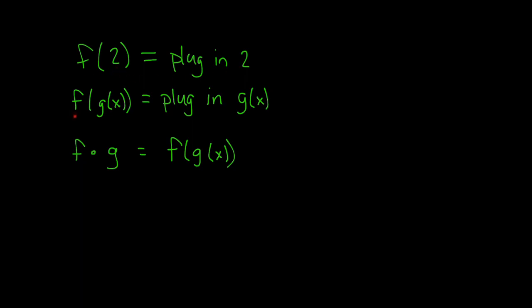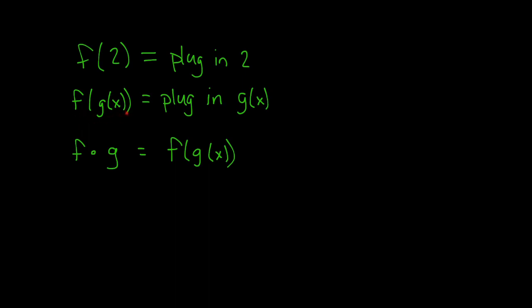Function composition is when we basically plug an entire function into another function. So just like f of 2 is telling us to plug in 2, this would be read f of g of x, which is telling us to plug g of x into the function f. So rather than just taking a number and plugging it in, we'll be plugging in whatever function we have for g of x. So this is function composition.